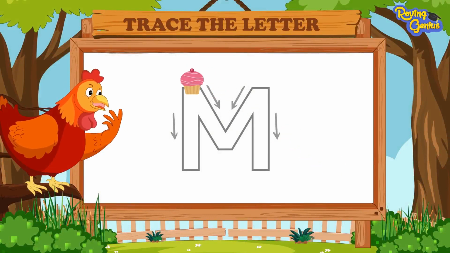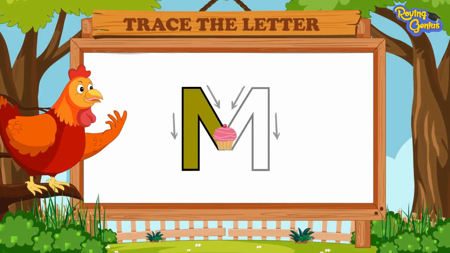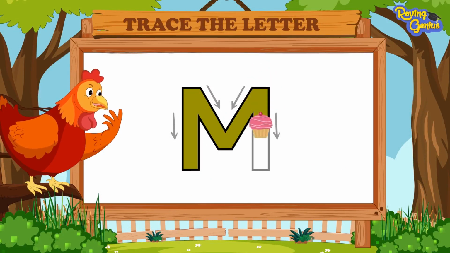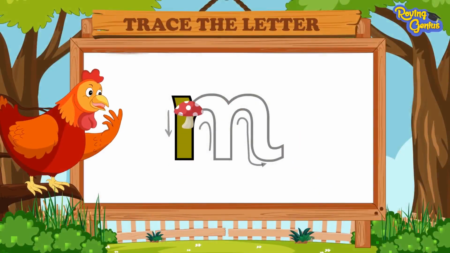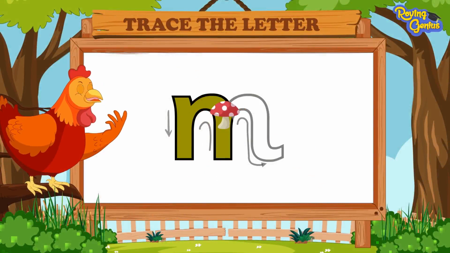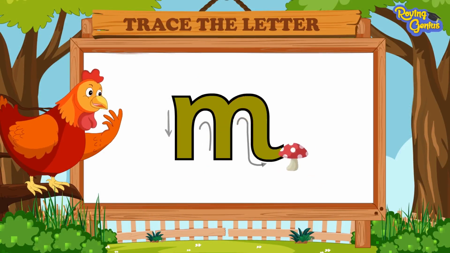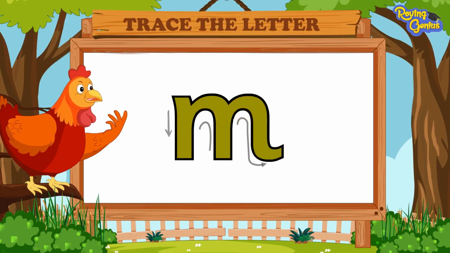Go down, hit the ground, then draw a V. Down to the ground again, big M is two mountains for me. Go down, hit the ground, then get ready for bumps. Little M is easy to write, just add two humps.